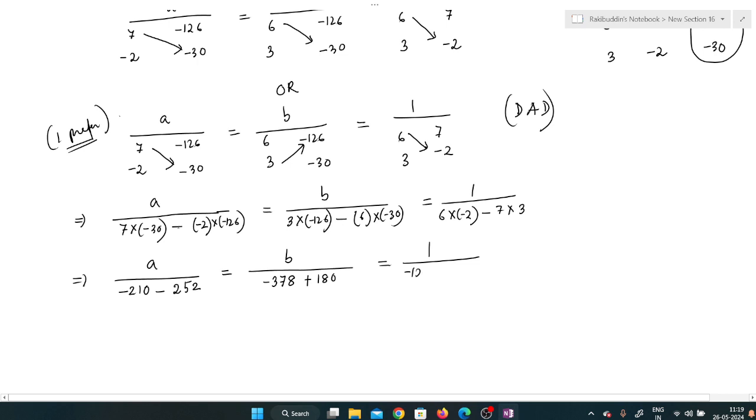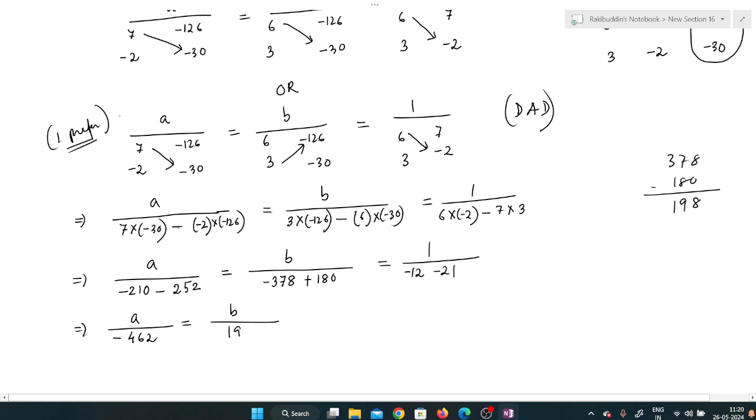Then here 6 2s are minus 12 and this will be minus 21. You can see a will be equal to how much? If you add it, both are negative, so we can add, but the sign will remain negative, so it will be minus 462. And here b is equal to: one is negative, one is positive, so we will find the difference. 378 minus 180, we will find the difference. 8 minus 0 is 8, 17 minus 8 is 9, 2 minus 1 is 1, so it is 198.